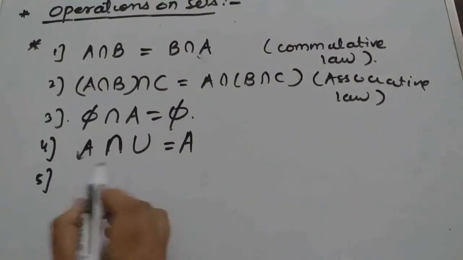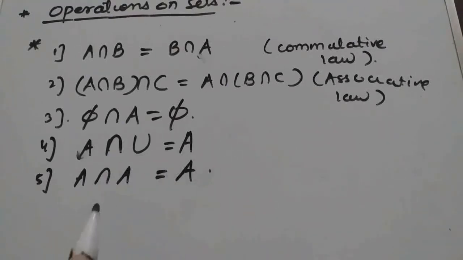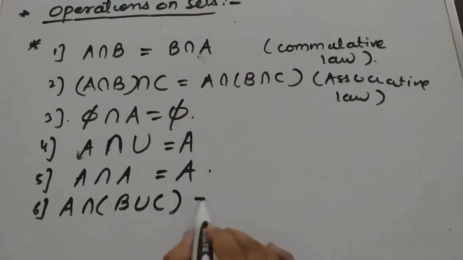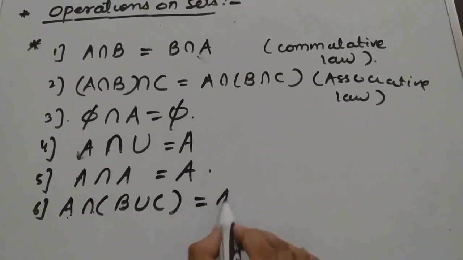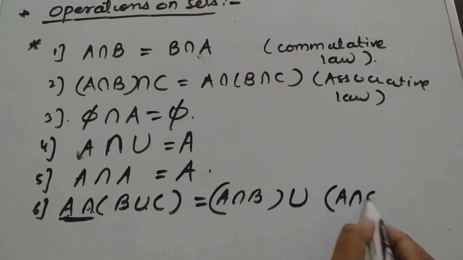Now idempotent law, that is, intersection with the same set will be the same set. Then one more property is there, distributive law. Suppose A intersection B union C. How can you write? A intersection B, means we are distributing this over this bracket. So A intersection B, then union, then A intersection C. Two brackets will come and their union. So this is all about properties of intersection.